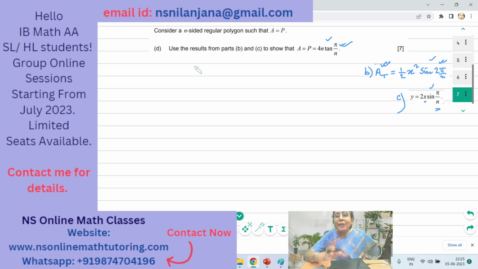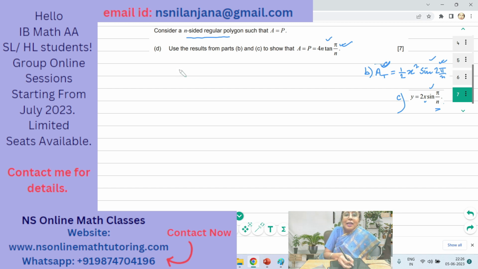Okay. They have said A is equal to P. And what is A and what is P? A is the area of the inscribed regular polygon, and P is the perimeter of the inscribed regular polygon. And this AT is the area of one of the n number of isosceles triangles. So what will be the area of the inscribed regular polygon? It will be n times AT.